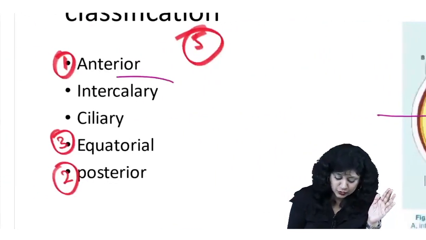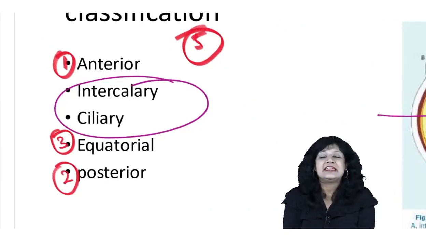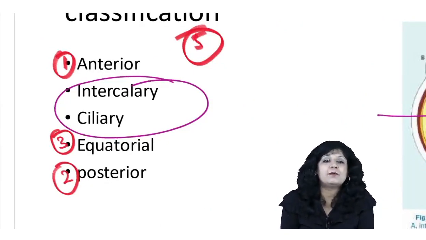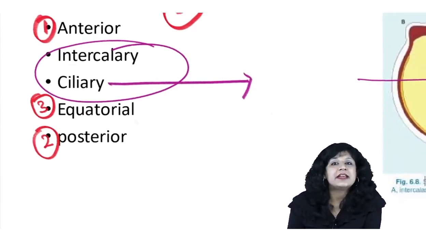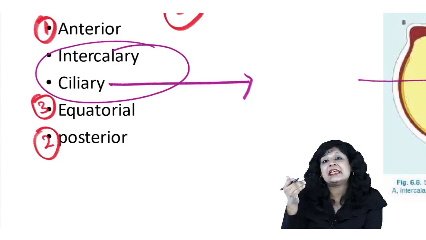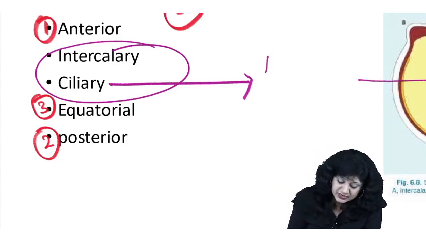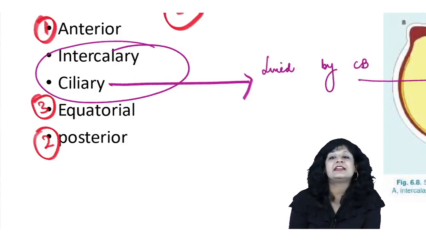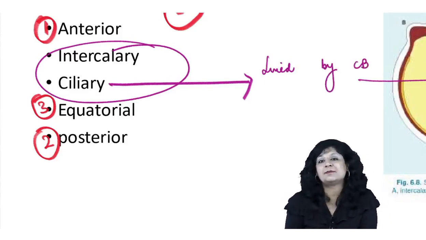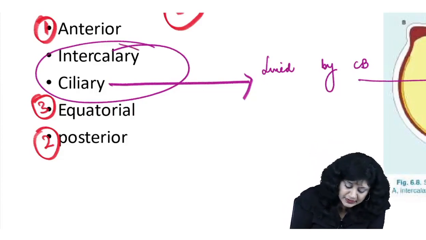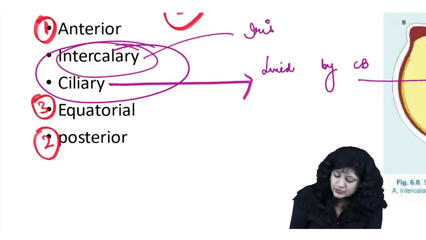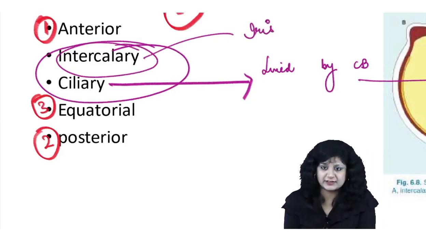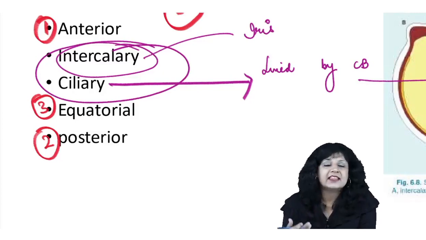Now you have two more. We have intercalary staphyloma and ciliary. This ciliary is also self-explanatory. If you are having the ectasia at that place which is lined by the ciliary body, that will be called ciliary. Well, what do you mean by intercalary? This is something related to the iris, or I can say the root of the iris. So we'll first see one by one and then we will compare.